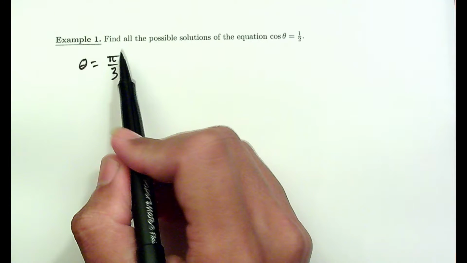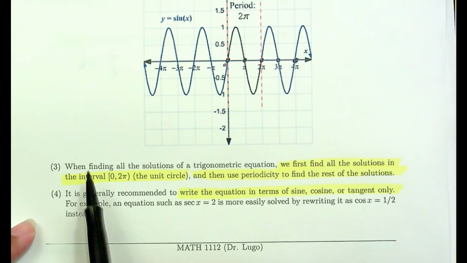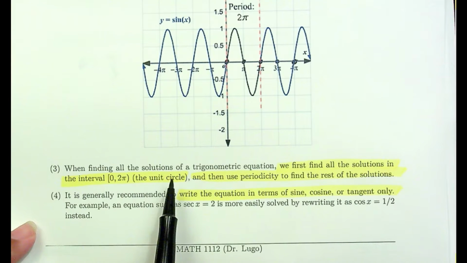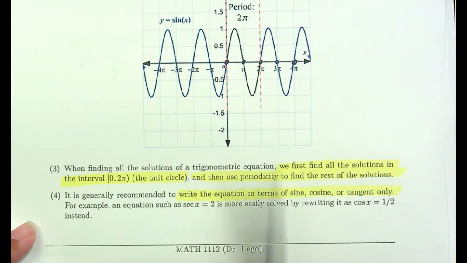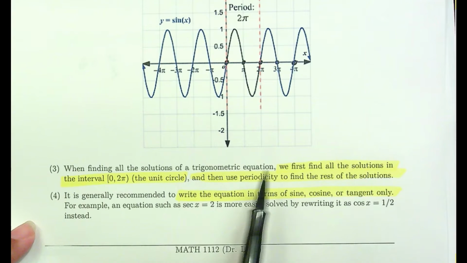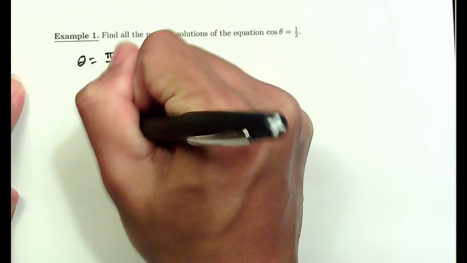They're asking for all possible solutions. And according to this guideline here, when finding all the solutions of a trigonometric equation, we're first going to find all solutions in the unit circle, and then we're going to use periodicity to find the rest. Okay, so that means we found one. Let's make sure that we get all the solutions in the unit circle. So for that, we are going to draw a picture of the unit circle.